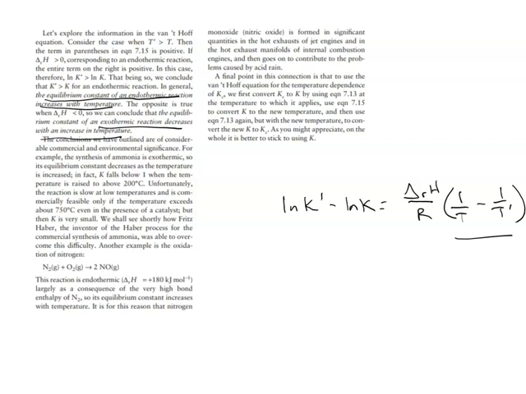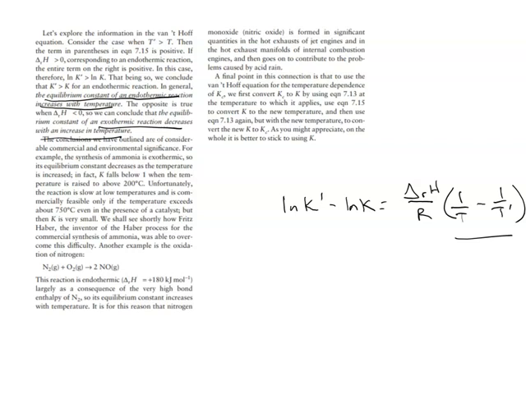The conclusions we have outlined are of considerable commercial and environmental significance. For example, the synthesis of ammonia is exothermic, so its equilibrium constant decreases as the temperature is increased. In fact, K falls below 1 when the temperature is raised above 200 Celsius. Unfortunately, the reaction is slow at low temperatures and is commercially feasible only if the temperature exceeds about 750 Celsius, even in the presence of a catalyst. But then K is very small. We'll see shortly how Fritz Haber, the inventor of the Haber process for the commercial synthesis of ammonia, was able to overcome this difficulty.